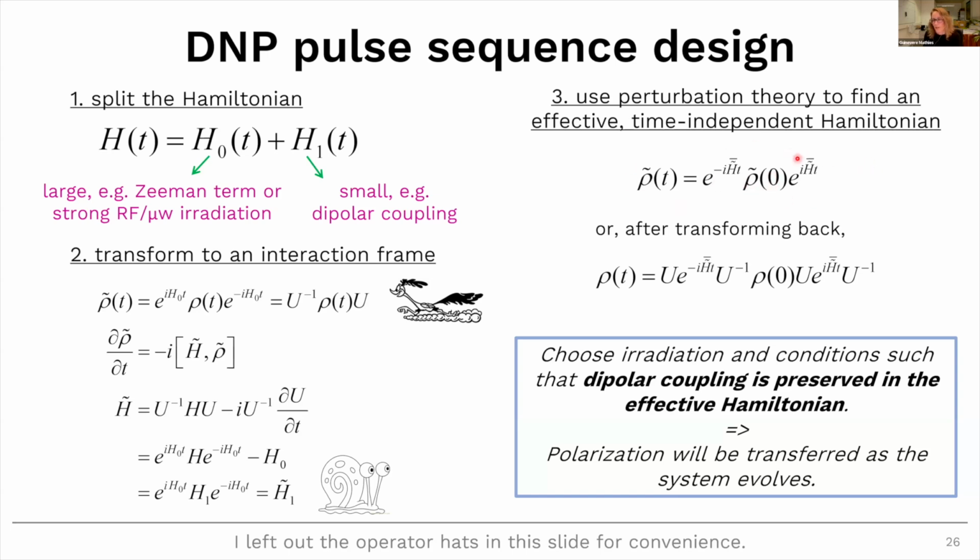And that's what you show here. And so the bar indicates now this effective Hamiltonian. What's important is that if I want to calculate the evolution of my spin system, I shouldn't forget afterwards to transform back. Now, when you design your pulse sequence, this is typically an iterative process. You choose your irradiation and the conditions of your experiment such that the dipolar coupling is preserved in this effective Hamiltonian. And when you manage to preserve it sufficiently, you'll see that the polarization will be transferred as the system evolves.